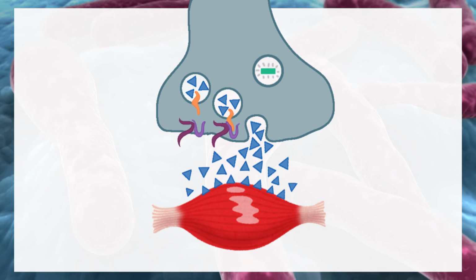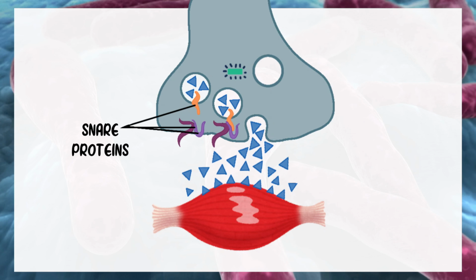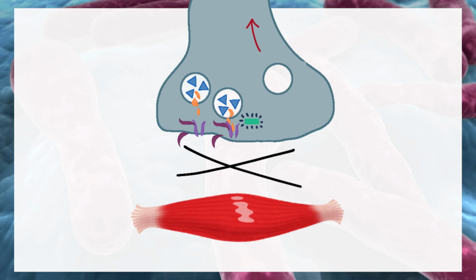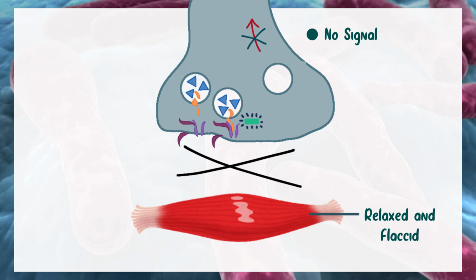Once inside a neuron, the botulinum toxin is taken up by endocytosis, forming a small vesicle within the neuron's cytoplasm. The toxin then activates, escapes from the vesicle, and begins cleaving snare proteins. Snare proteins are crucial for pulling vesicles containing acetylcholine to the plasma membrane, where acetylcholine is released into the synapse to signal muscle contraction. Without snare proteins, acetylcholine cannot be released, leaving the affected nerves unable to send signals. This causes the muscles to become completely relaxed and flaccid.